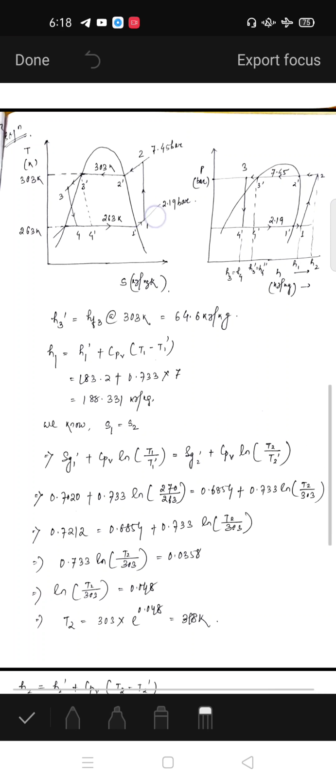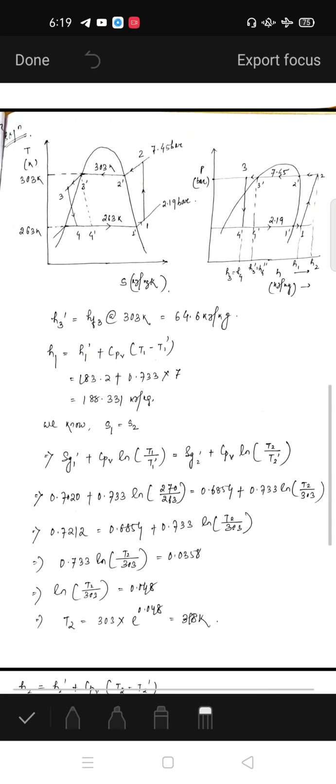If you know this enthalpy, you can find the enthalpy at point 1, that will be H1 dash plus Cpv into T1 minus T1 dash. T1 minus T1 dash is the degree of superheat, that is 7. You can put the value of 7 here, and Cp for vapor is 0.733, given in the question. Putting all the values, H1 will be 188.331 kilojoule per kg. We have got H1 and H3 dash.